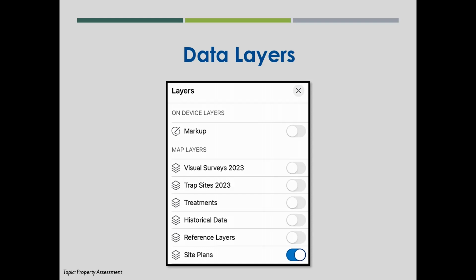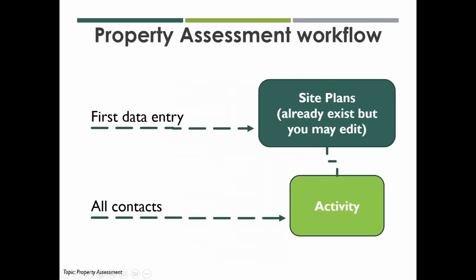But this is what your layers look like. And two of these, the historical data and the reference layers, are actually groups of layers. So once those are enabled, you'll get a whole list within them. Property assessment uses that site plans layer. And the first data entry uses an existing site plans layer for you as a reference.